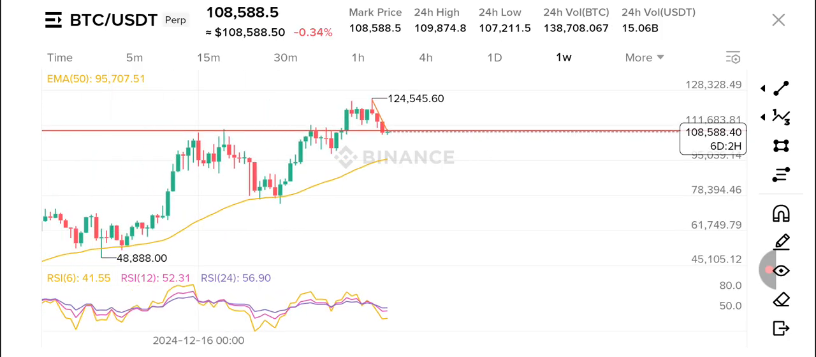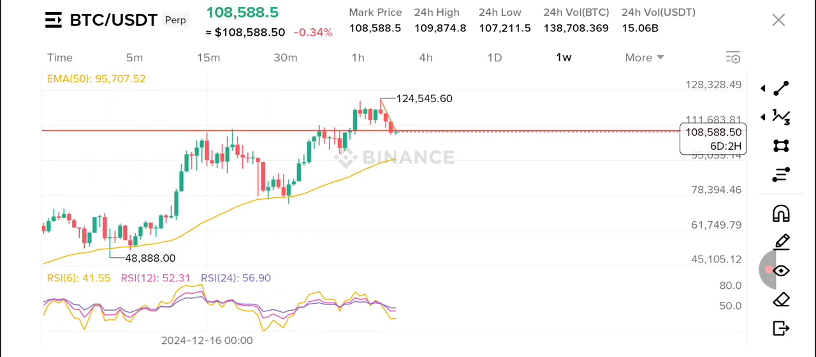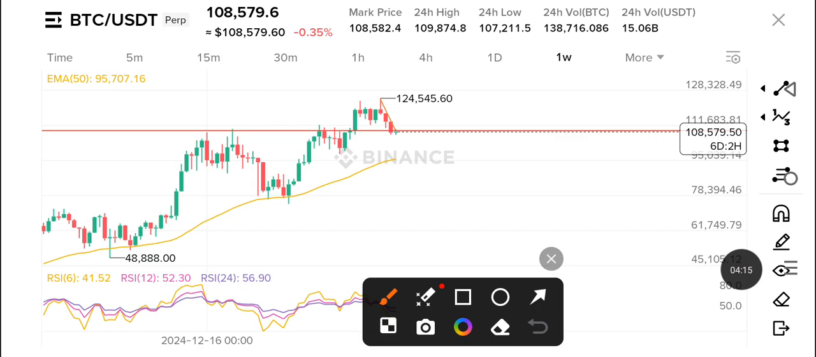So in the weekly time frame, with my confluence that I said I'm going to show you, this is what I'm going to be looking at. This is my 50 EMA indicator, this is my support and resistance, and this. I said I'm going to show you three things: my indicator, support and resistance.